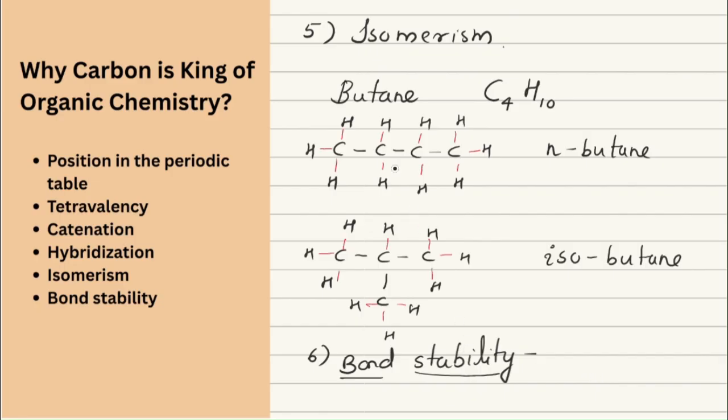That means since the carbon is obeying the octet rule, it can have 8 electrons. You can see here 2, 4, 6, 8. So it can have 8 electrons. That means it is obeying the octet rule. Therefore, the bond is strong. Therefore, stable molecules are formed here. Hence, carbon is considered the king of organic chemistry.